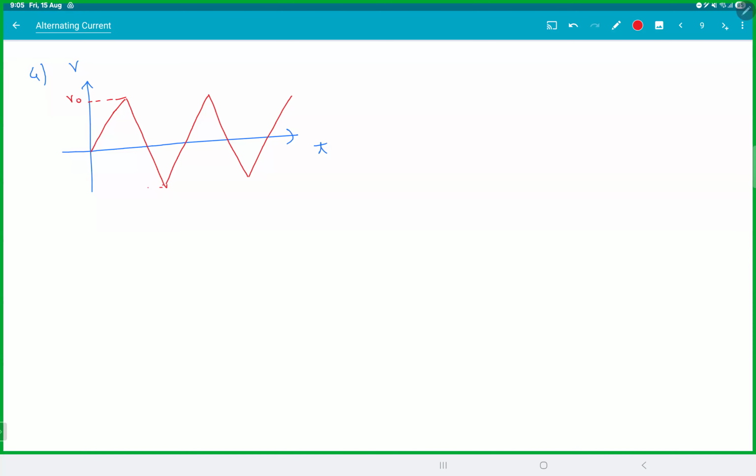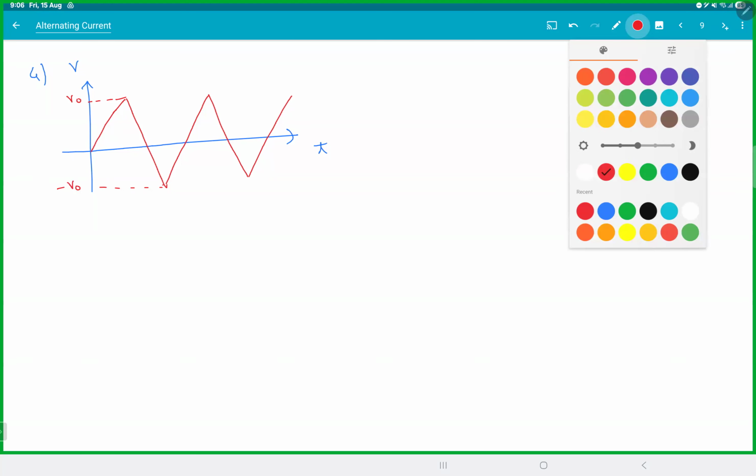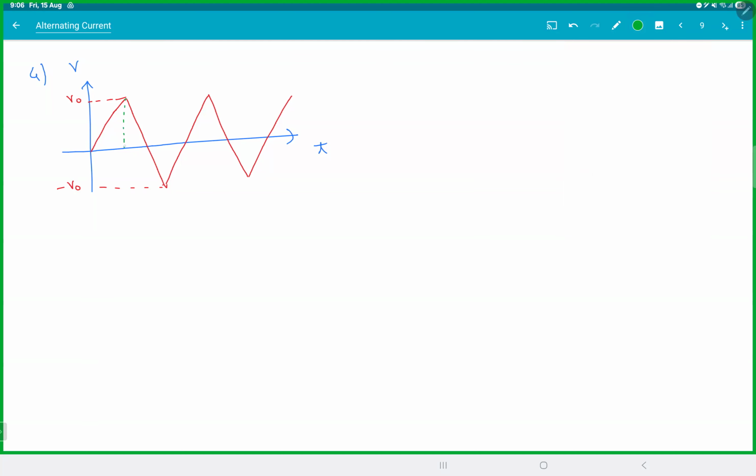V naught, minus V naught, T by 4, T by 2, 3T by 4, and T. Find VRMS. Triangular function. This is also a pretty good Mains level question. Let's give it a try.